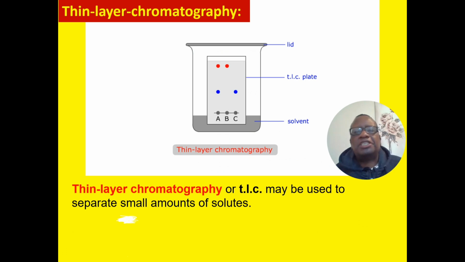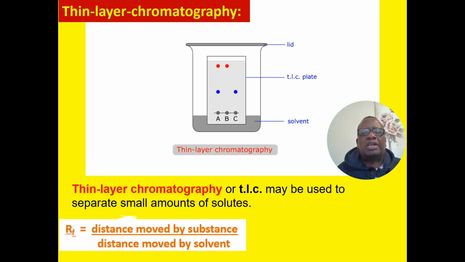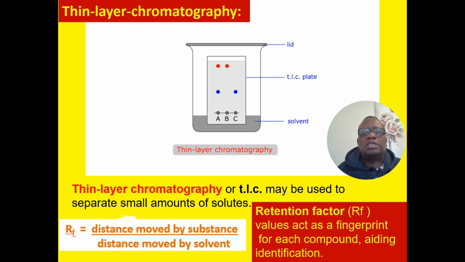Another important technique is thin layer chromatography, which enables us to separate small amounts of solutes. After making aspirin, they had to carry out chromatography comparing pure aspirin and the aspirin they obtained from their experiment. Most importantly, you need to be able to work out Rf values and to understand what Rf stands for, retention factor. It acts as a fingerprint for each compound, aiding identification. We want to be able to identify these compounds by comparing Rf values with the internet.